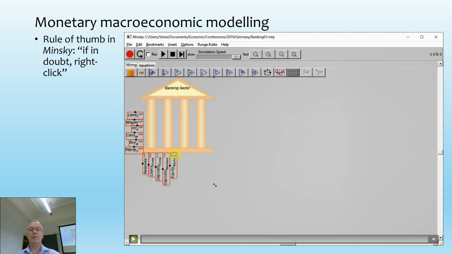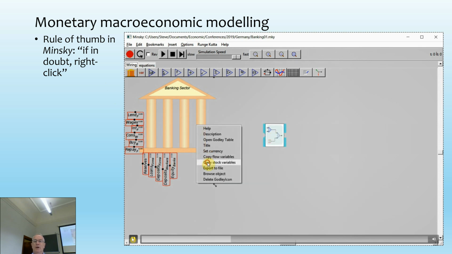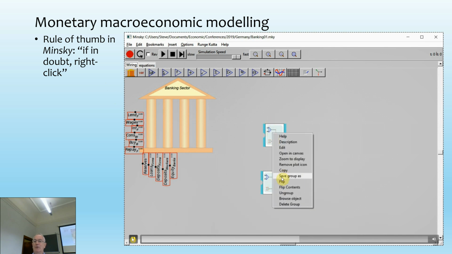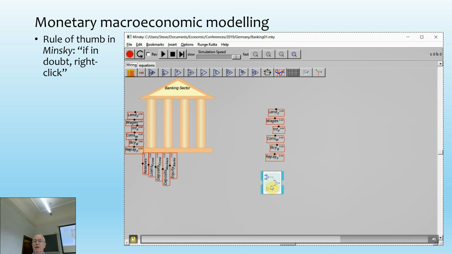But the first trick in doing that is you've got to actually grab all the flow and stock elements on the Minsky table there and put them on the canvas so you can edit them. So you just copy the flow variables as a right-click menu option, copy the stock variables, the same thing. They come across inside groups, you then ungroup them, and then you can edit them. Okay? So that's the next stage, what I want you to do.